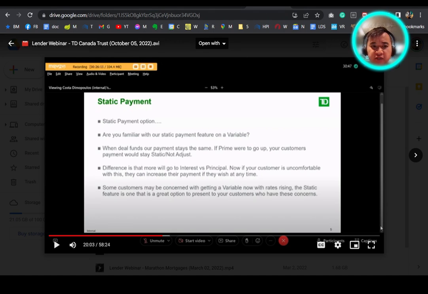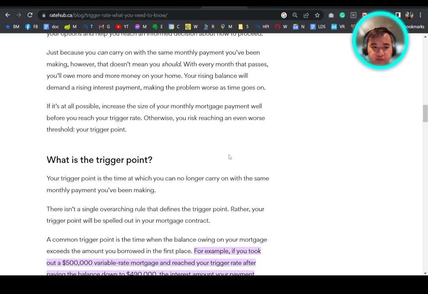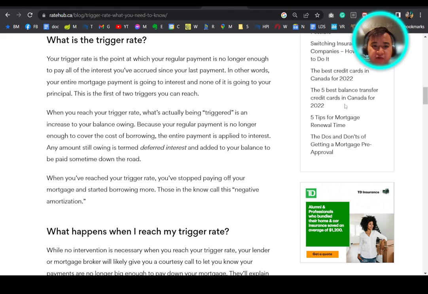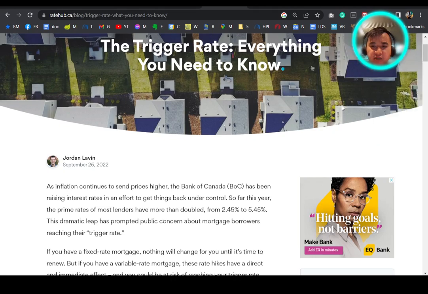So now this is where we introduce the terms trigger point and trigger rate. Trigger point and trigger rate only apply to variable rate mortgages or static payment mortgages. So let's explain what it is.